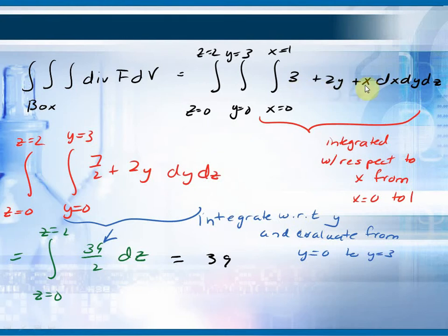What I did is I took this 3 plus 2y plus x, integrated it with respect to x, so I get 3x plus 2yx plus x squared over 2. And then I evaluated that from 0 to 1. And this is the result. You'll get only a function of y because the x's will drop out because you plugged in numbers for them. Then I took this function of y and integrated that with respect to y because that's next.